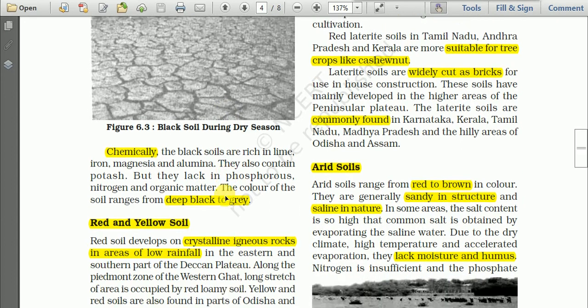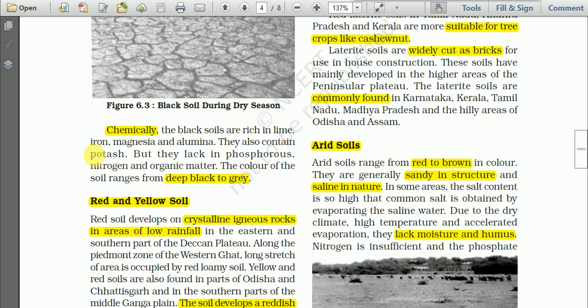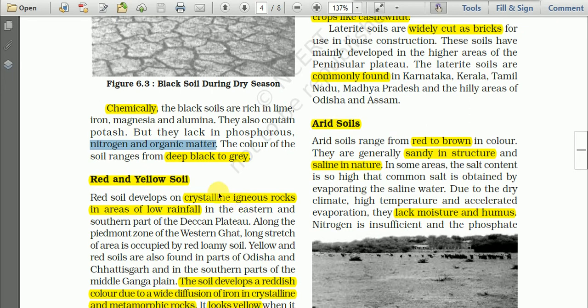Chemically, these black soils are rich in lime, iron, magnesia, and alumina, and they also contain potash, but they lack phosphorus, nitrogen, and organic matter. And about the color of the black soil, it ranges from deep black to gray.